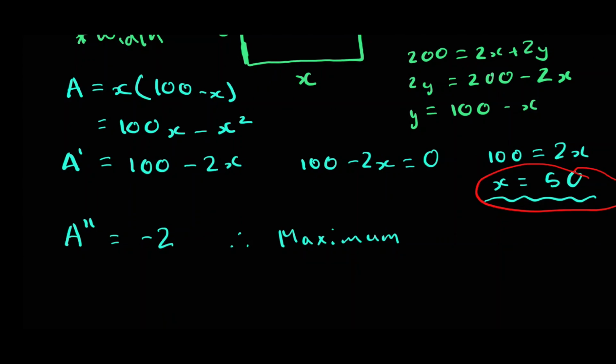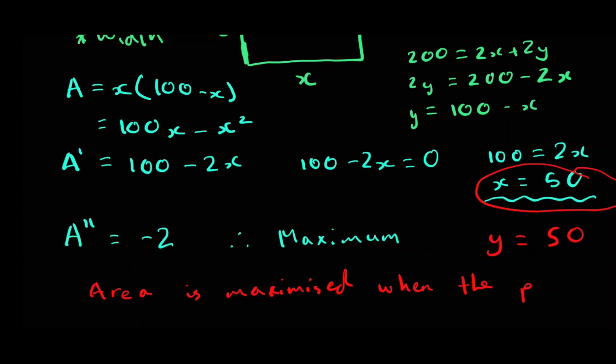And because the perimeter is 2x plus 2y, that means that y would also equal 50, because the total perimeter is 200. So the area is maximized when the paddock is 50 by 50 meters, and therefore has an area of 2,500 meters squared.